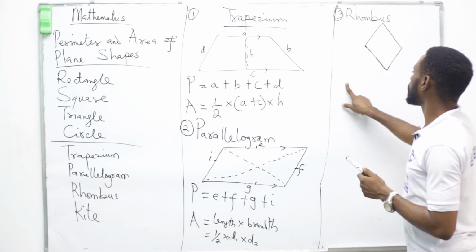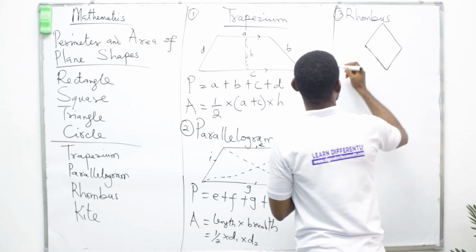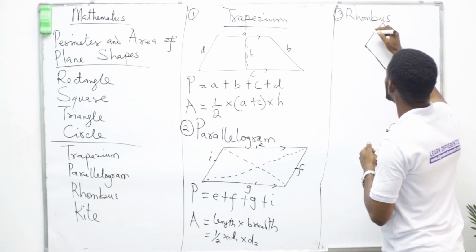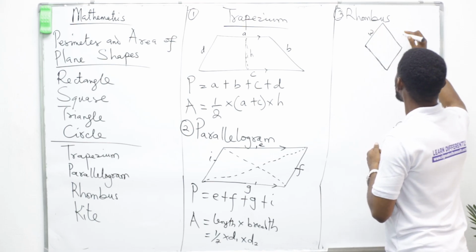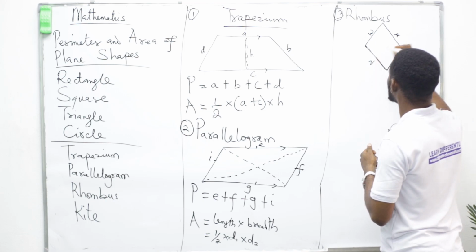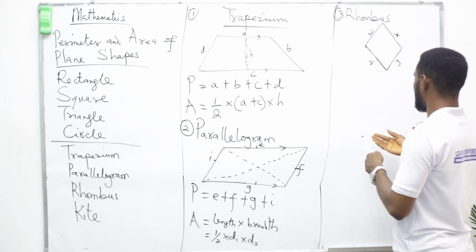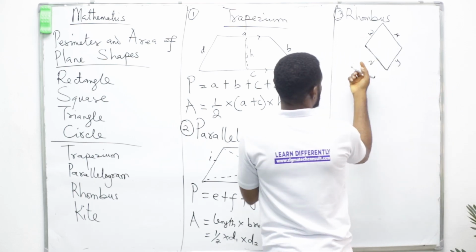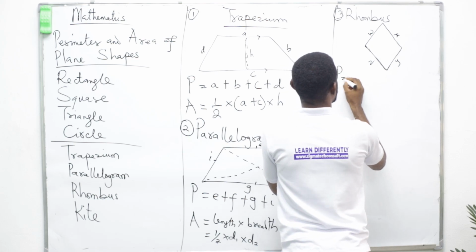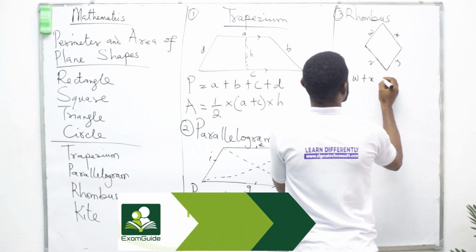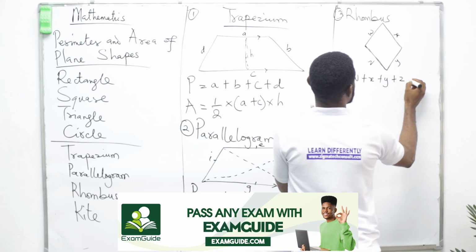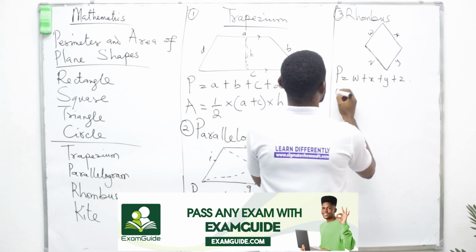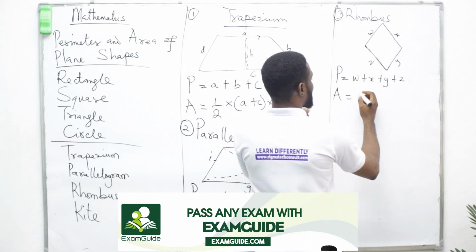Now for the rhombus, still for the perimeter, if this is w, x, y, z, it will mean that the perimeter P will be w plus x plus y plus z. Just simple. The perimeter is very simple to calculate. Okay? All right. Why? The area is, of course, the length and breadth.